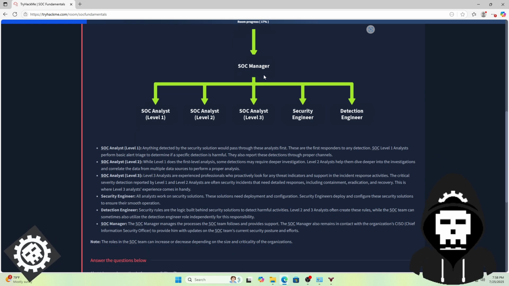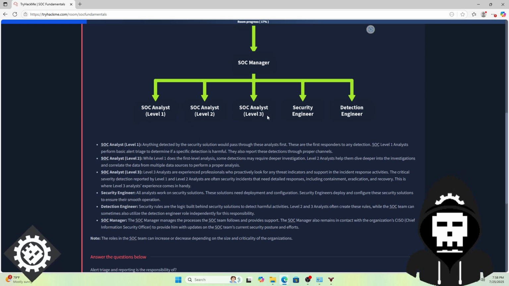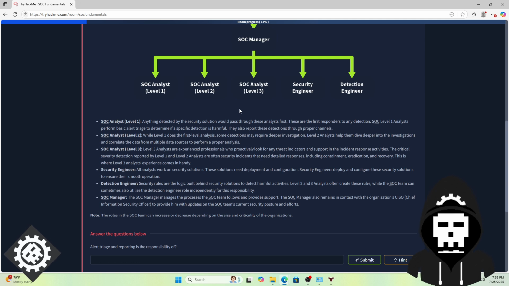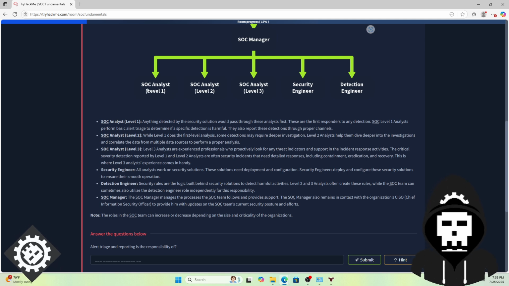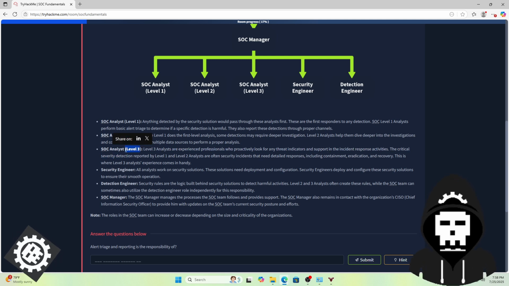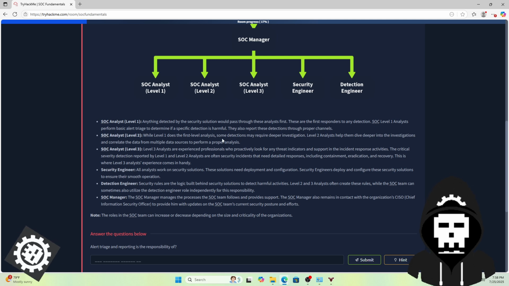Anyways, we also have a SOC manager, and within the SOC manager, we're broken down into a couple different levels. So level 1, level 2, and level 3 SOC analysts. Now, different levels indicate different abilities to triage things. So for example, here it says the level 3 analysts are experienced professionals. They more proactively look into threat indicators. And again, depending on the company you work for, sometimes these level 3s are known as threat hunters, and level 2s are incident responders. It really depends on where you wind up working. But of course, TryHackMe is just giving us a fundamental overview on what this would look like.